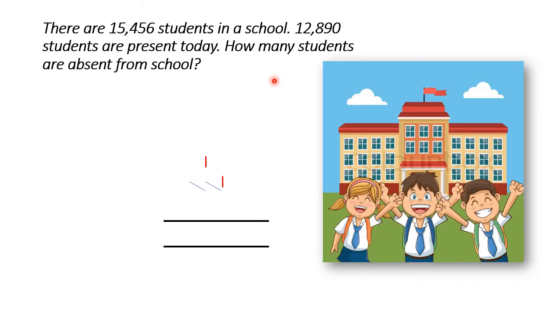So this is another example in which we are given: there are 15,456 students in a school. 12,890 students are present today. How many students are absent from the school? So students, in this problem, we don't have any keyword related to addition or subtraction. Sometimes we may have these types of problems in which no keyword is given directly. So in this case, we have to read our problem carefully again and again to identify whether the problem belongs to addition or subtraction.